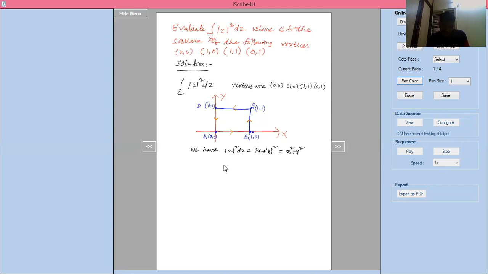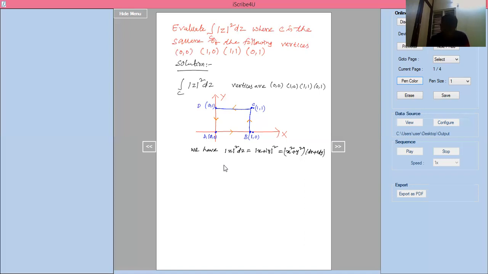Now, dz is nothing but dx plus i dy. This is dz. So modulus of z square into dz is x square plus y square into dx plus i dy. Now, first along C1, I can find, then along C2, along C3.